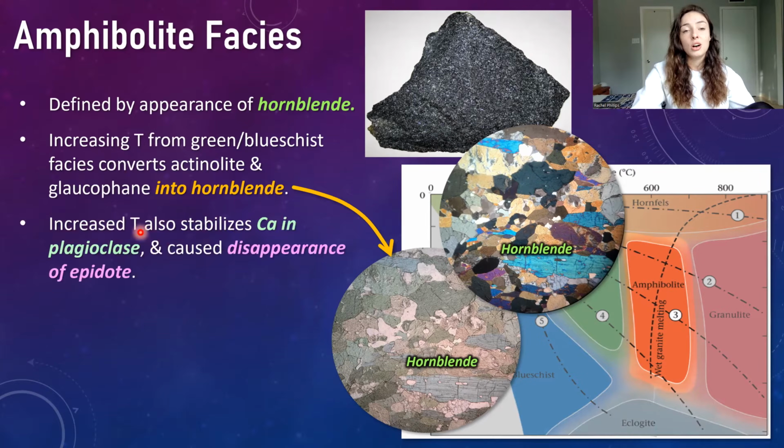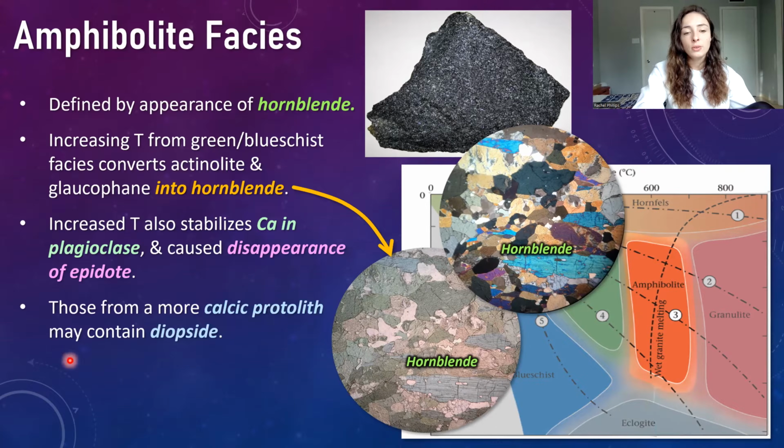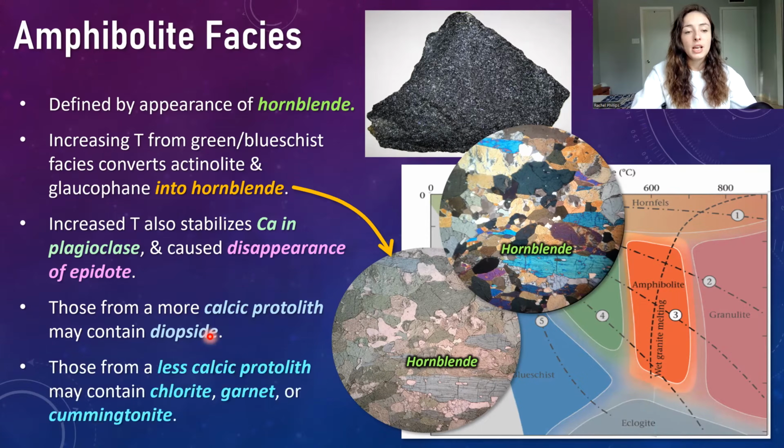The increased temperature also stabilizes calcium in plagioclase rather than just having pure sodium plagioclase, and it causes the disappearance of epidote. And those amphibolites that were metamorphosed from a more calcic protolith may contain diopside, which I'll show in a minute as well. And then those that came from a less calcic protolith may contain chlorite, garnet, or cummingtonite.